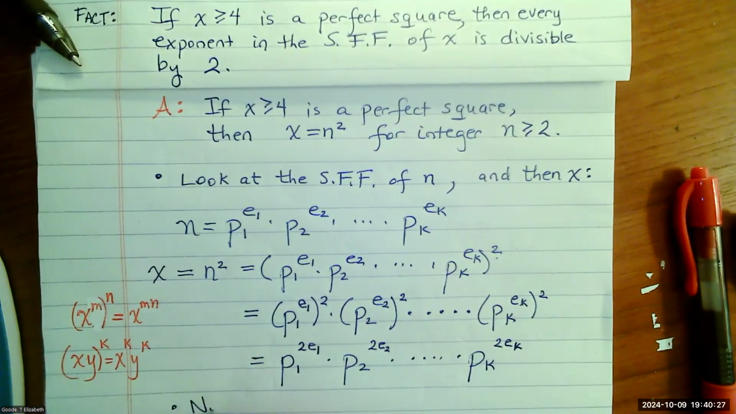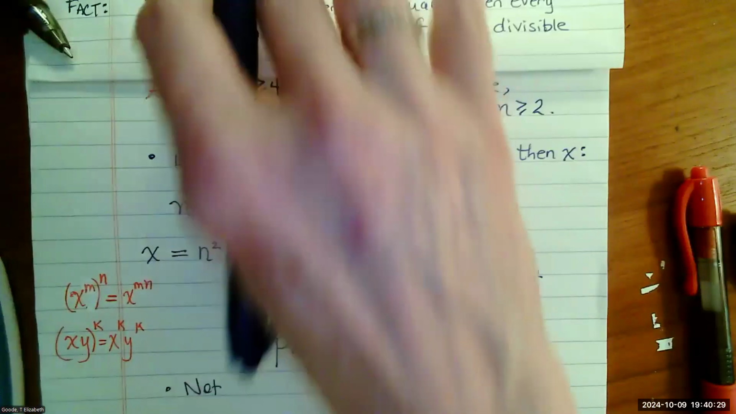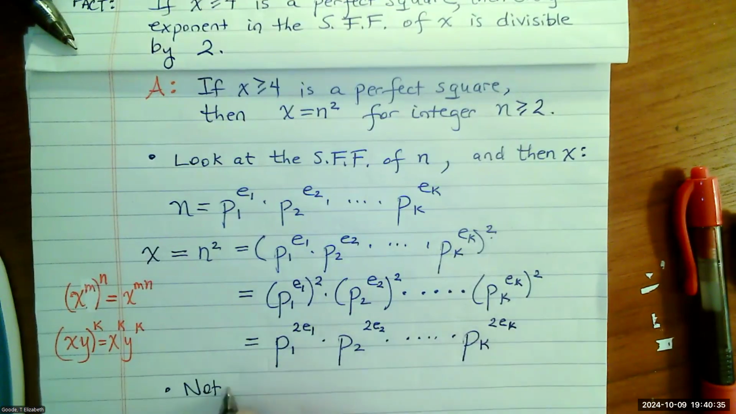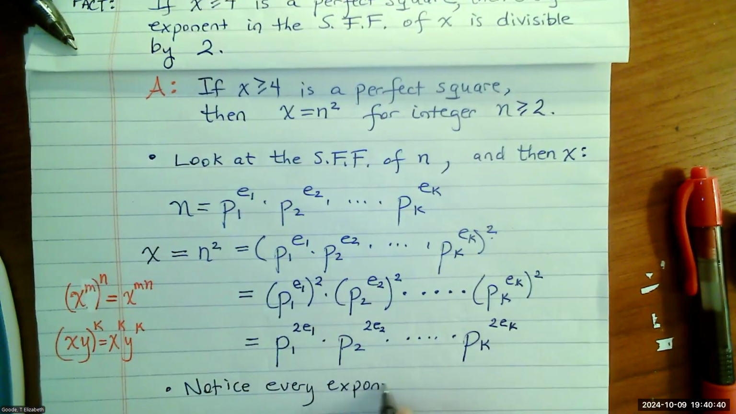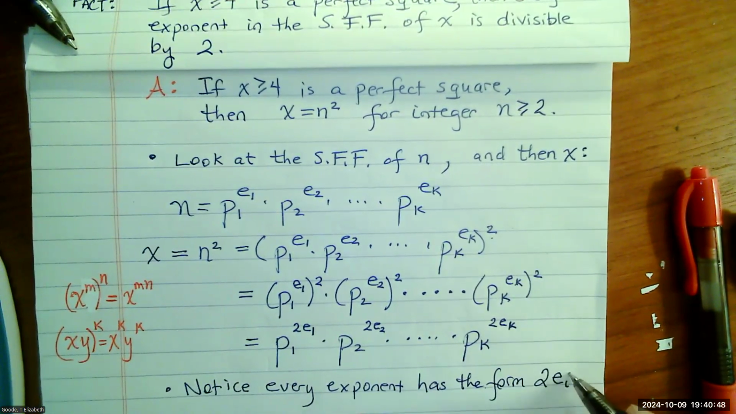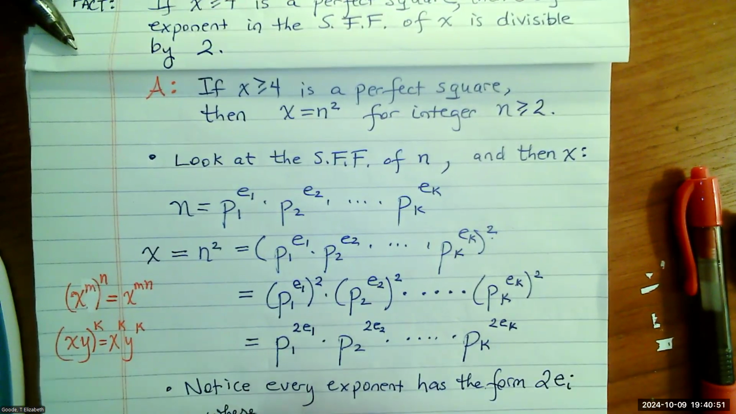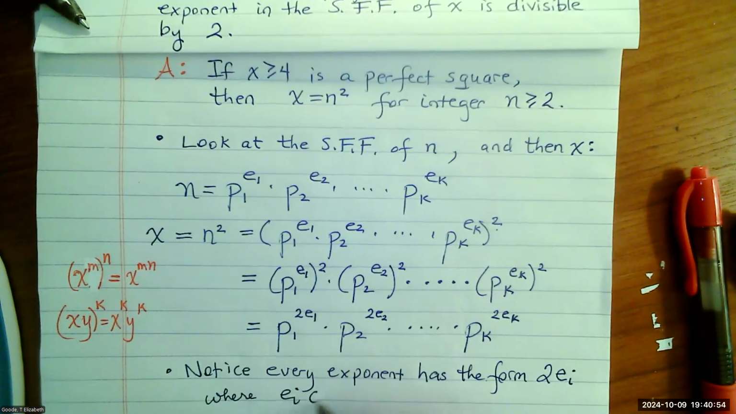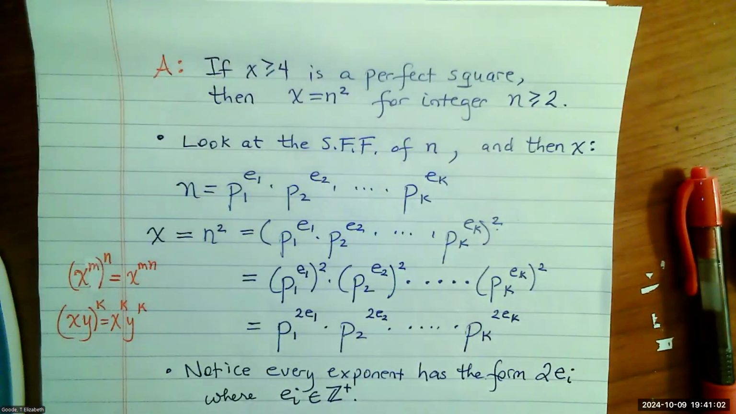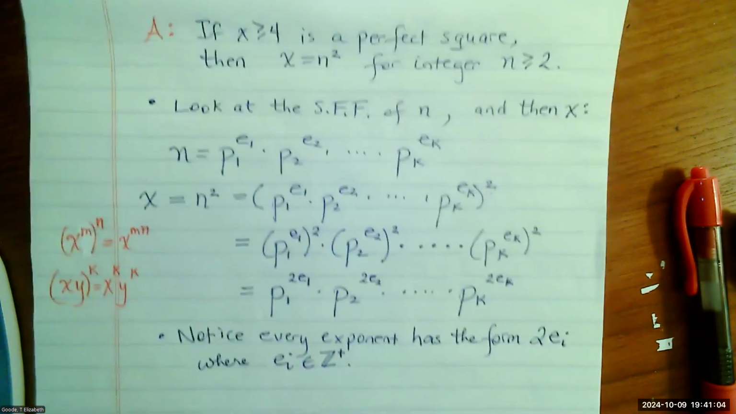So notice every exponent, right? We were trying to show every exponent is divisible by 2. We'll check them all out. They've all got a factor of 2. Notice every exponent has the form 2e sub i, where, of course, the e sub i is a positive integer, so it's an integer. So that means 2 divides each one of these. Any questions?